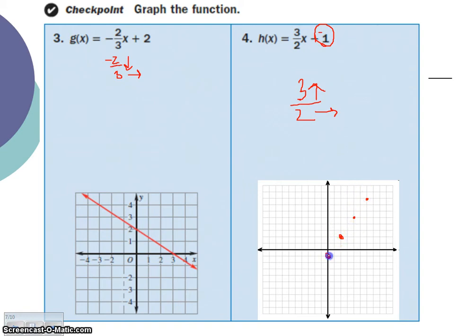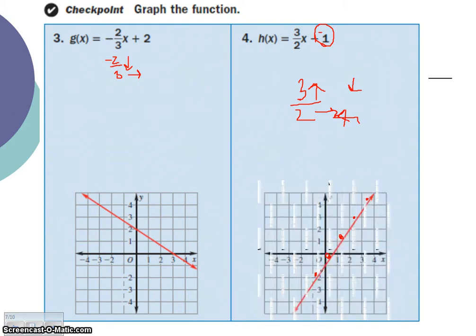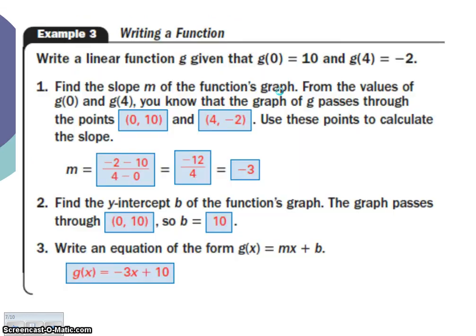You can even go down, so you can do the complete opposite. You can go down and to the left. 1, 2, 3, 1, 2. And you can see your nice line will form then. And that's how you graph the function. Then just remember that the h of x or g of x, whatever the function is, just think of it as y.